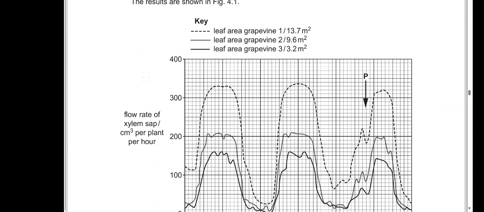We can see here that this dotted line is the leaf area of grapevine 1, which has an area of 13.7 square meters. Then we have the completely dotted line, leaf area of grapevine 2, which has an area of 9.6 square meters. And the solid line is the leaf area of grapevine 3 with an area of 3.2 square meters.